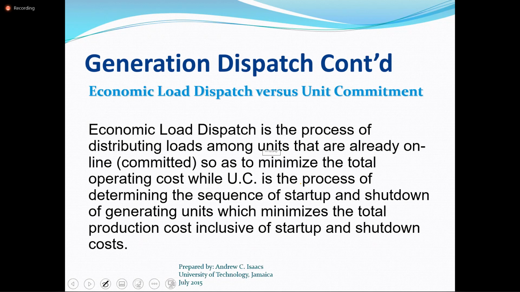So I hope we understand the difference between the two. One is, how do I share the loads among these generating units that are already online? And the commitment is, okay, which unit do I bring online when? Both, however, are with the view of reducing cost. Because we said it at the beginning. We want to get power to the customer, but at the lowest cost possible. All right.